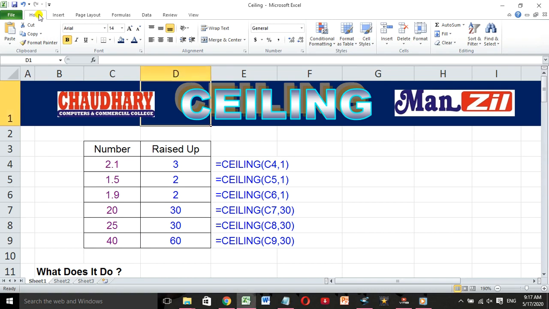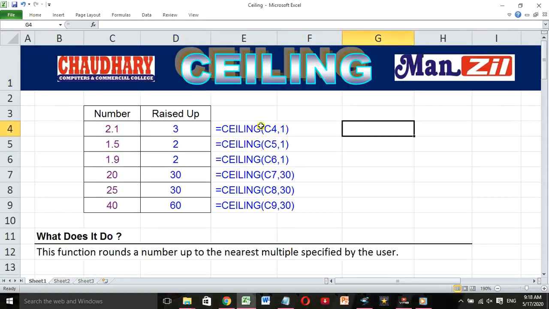Today I will talk about CEILING. How to use the CEILING formula in Excel. This function rounds the number up to the nearest multiple specified by the user.